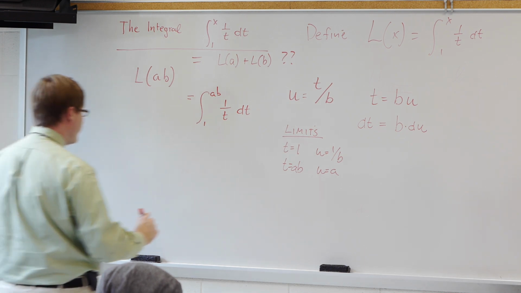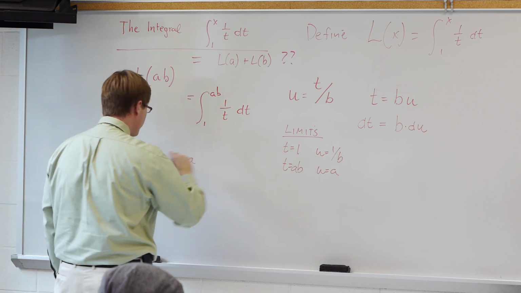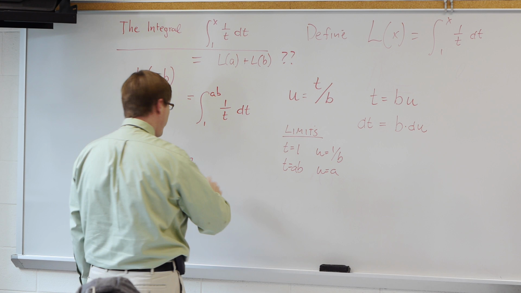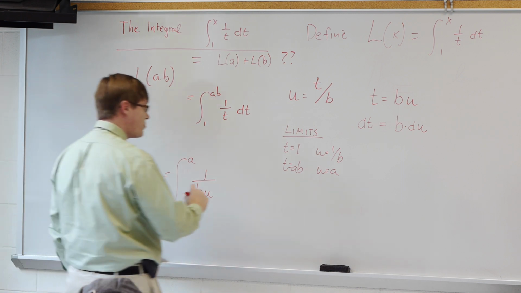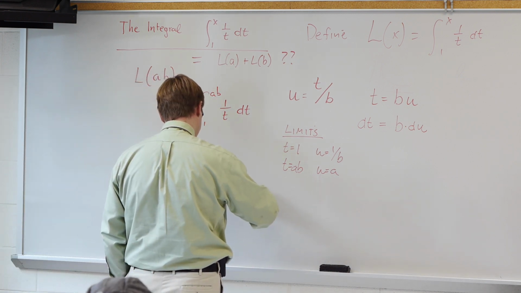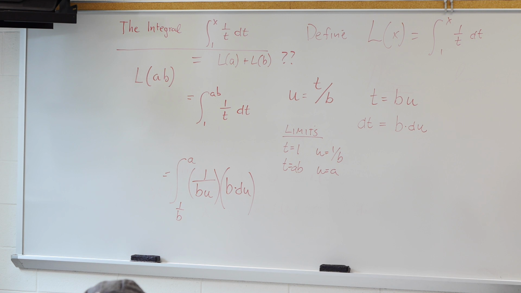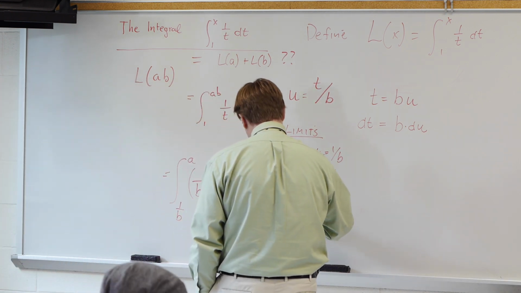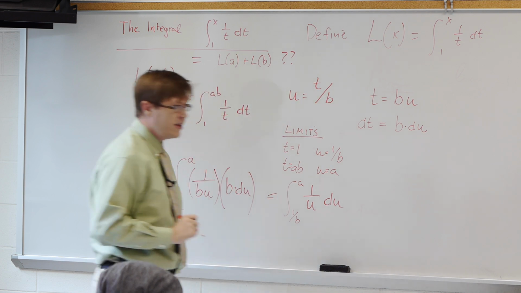So let's do the substitution carefully. It's going to be the integral from 1 over b to a, because I had to change the limits, of 1 over t. Well, 1 over t is 1 over b times u. And dt is b times du. And so I just did the substitution, and now we'll simplify. The b's cancel out, so I get the integral from 1 over b to a of 1 over u du.